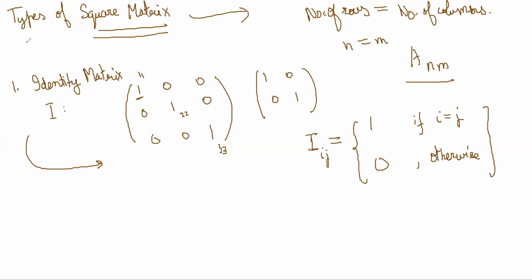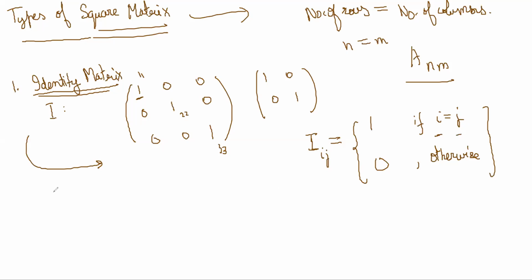So we are looking at types of square matrices. One type of square matrix is an identity matrix. An identity matrix can be of any order: order 3, order 4, or order 2. But the identity matrix is defined to be a matrix where whenever i is equal to j, that element is 1 and any other element is 0.